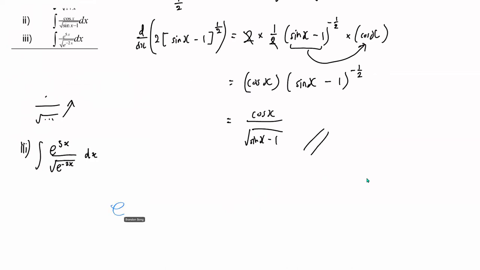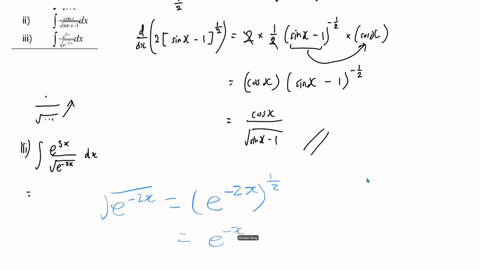Isn't the square root of e to the 2x equal to e to the 2x to the half? Then it's just e to the minus x. Wait, am I tripping? Yes, this was a trick question. I always put it at the end.